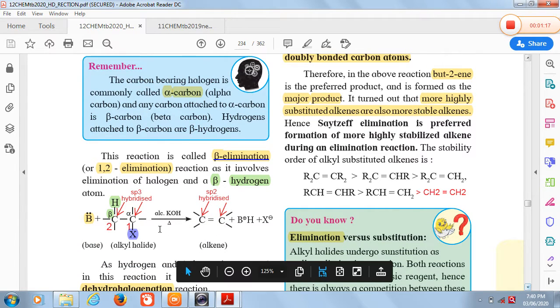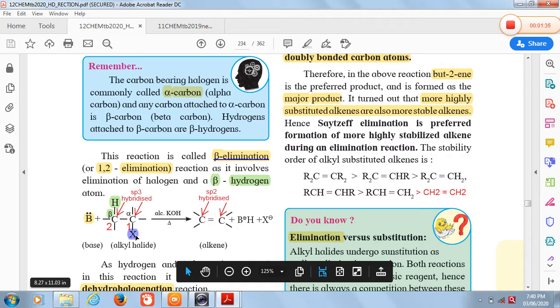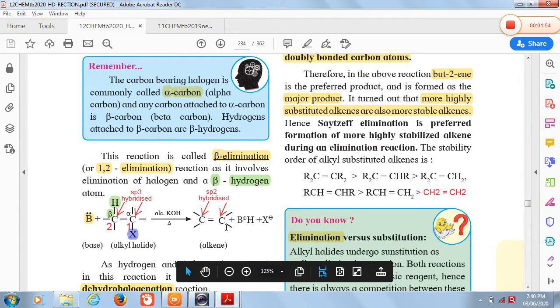Here we see the alkyl halide. The carbon which is carbon number 1, also known as the alpha carbon, carries a halogen, and the carbon next to it is called the beta carbon, or carbon number 2. So we remove the halogen from the first or alpha carbon and hydrogen from the beta or second carbon. That's why this type of elimination is called beta elimination or 1-2 elimination. After elimination we get a double bond between these two carbons.